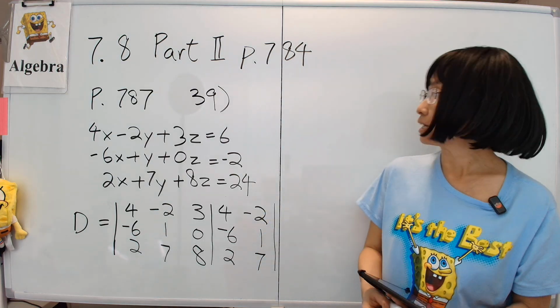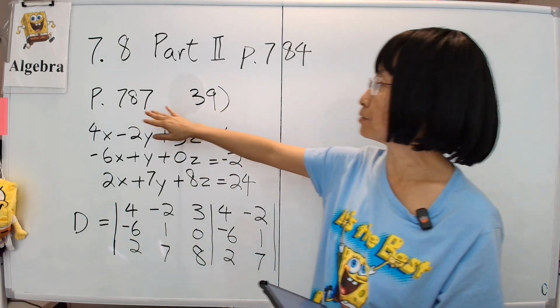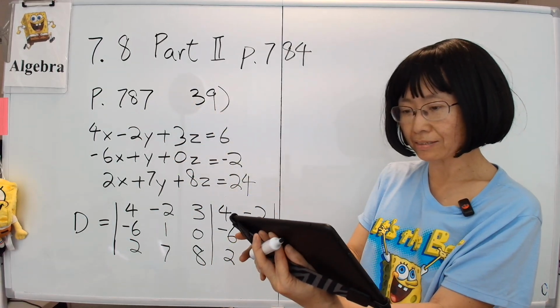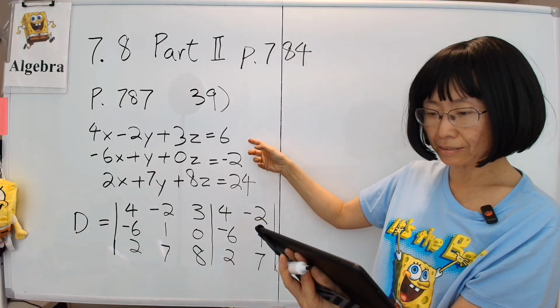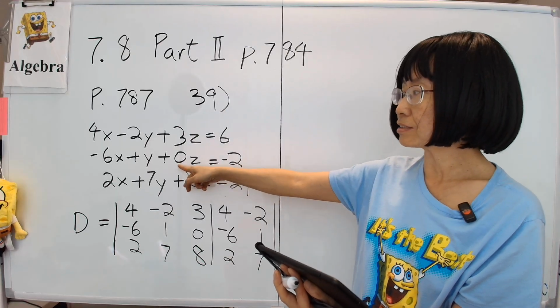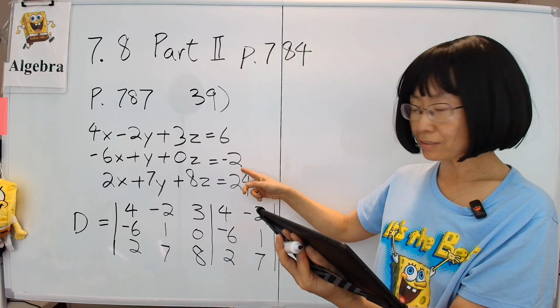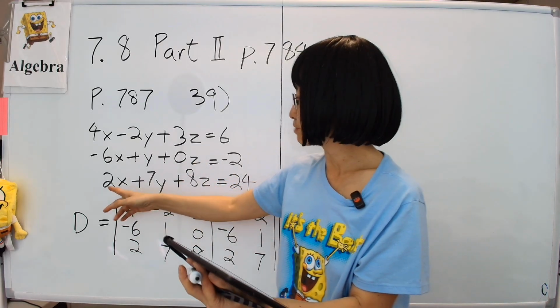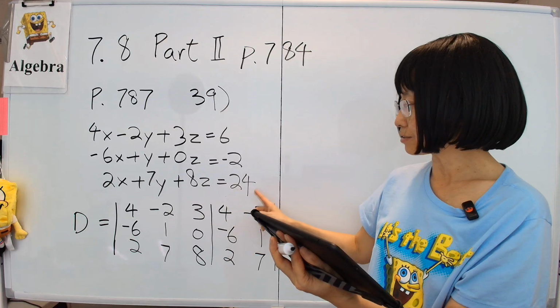All right, so let's now do problem 39 of the homework on page 787. I have 4x minus 2y plus 3z equals 6, minus x plus y, and there's no z, so I wrote down 0 just to remind myself not to forget it, equals minus 2. I don't know how important that is, but anyway, 2x plus 7y plus 8z equals 24.